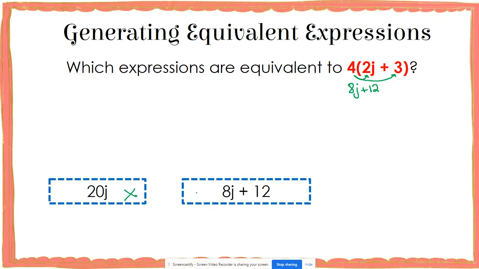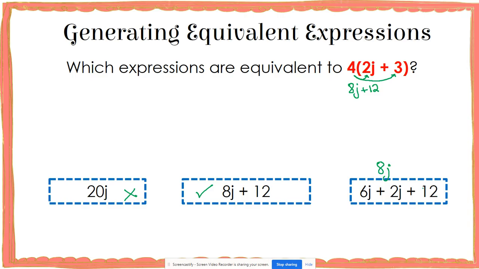Well, 8j plus 12, we know that that's correct. What about 6j plus 2j plus 12? For this, I would need to combine all of the like terms. I have 6j plus 2j. Well, those are like terms because they both have the same variable, j. So if I do 6j plus 2j, I'm going to get 8j. And then I still have this plus 12 in my expression. And now there are no more like terms, so that is simplified as far as it will go. Well, if you notice, these are the same expression. So this is also an equivalent expression.